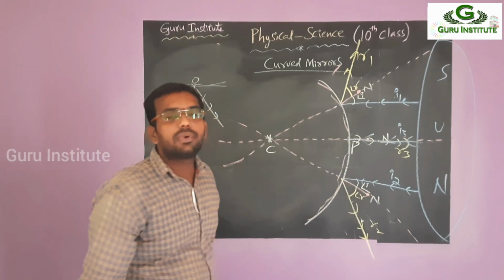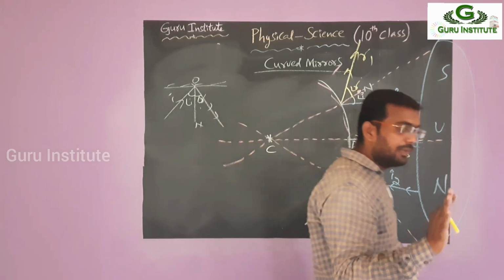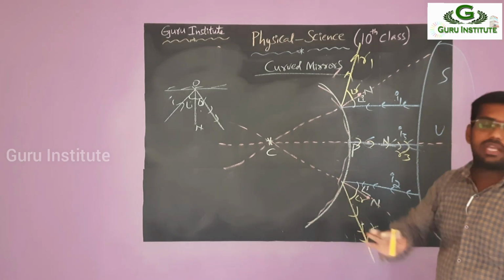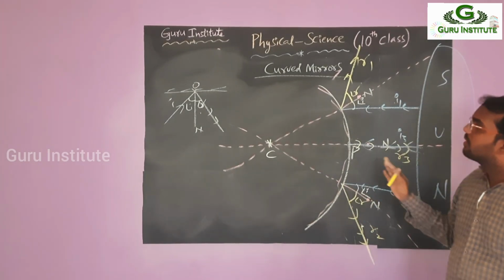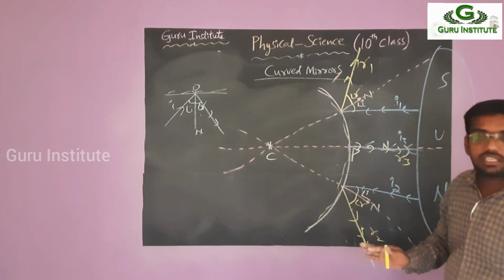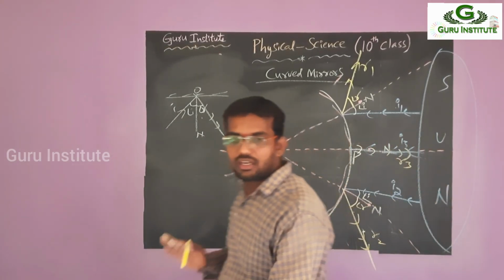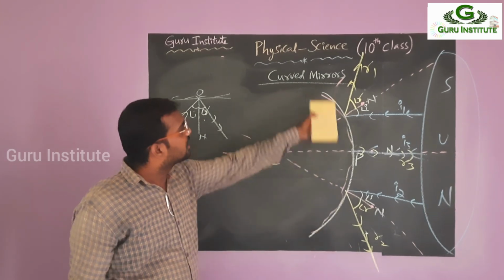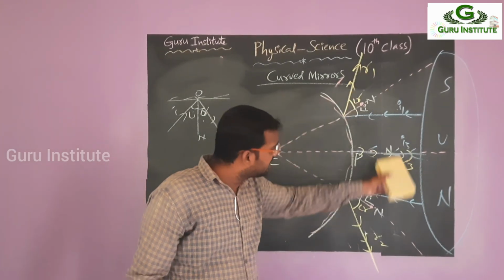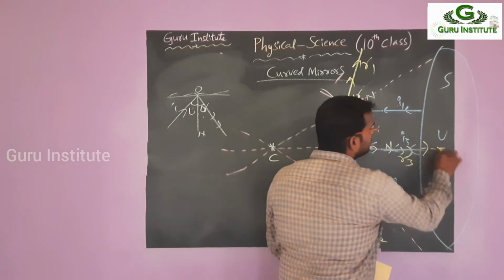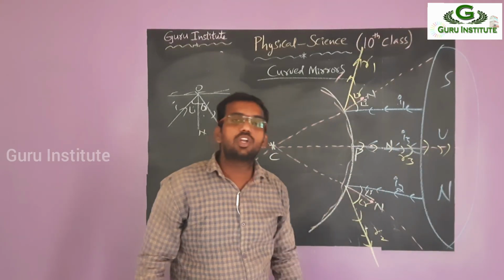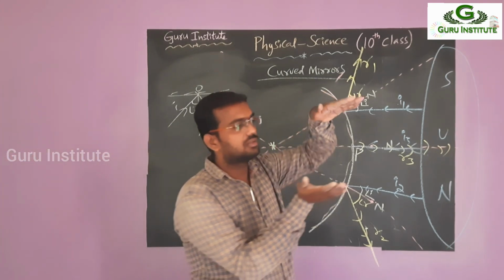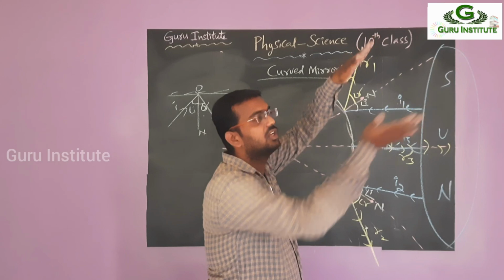If you want image formation, as we told in the previous sessions, an image is always formed due to the meeting of reflected rays or refracted rays. In the concave case, they meet directly after reflection. But here, one ray is going to the upside, one to the downside, and they are not meeting directly.